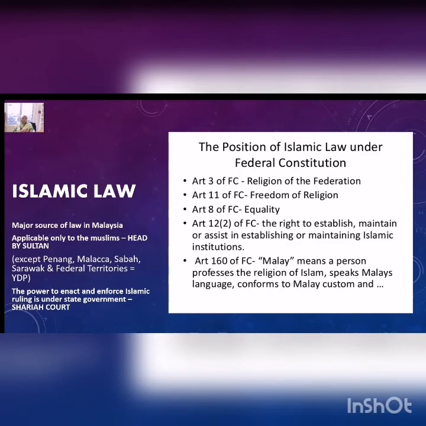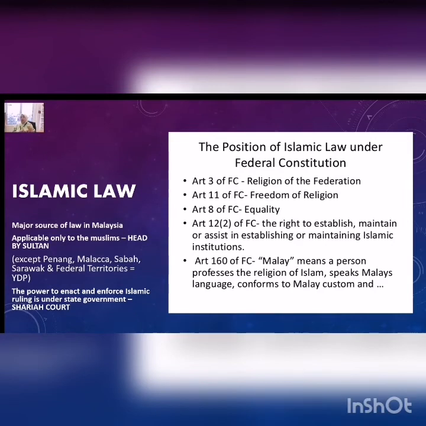It is headed by the Sultan, except in Penang, Melaka, Sabah and Sarawak. It is headed by the Yang di-Pertua. So the power to enact Islamic law is under the state. The federal constitution states that under Article 3, Islam is the religion of the federation. Article 160 of the constitution defines a person to be Malay when he professes the religion of Islam, speaks Malay and conforms to Malay custom.